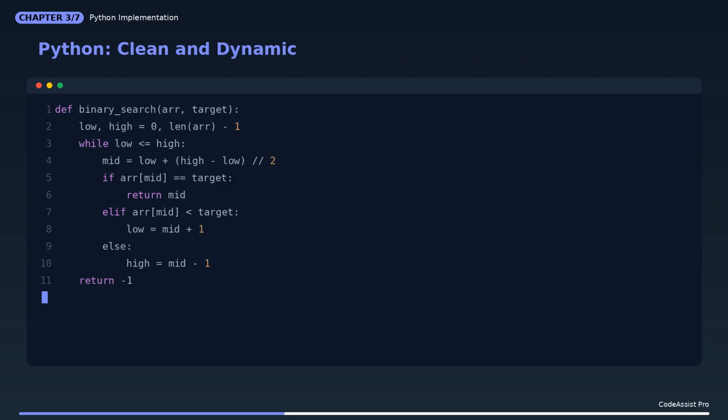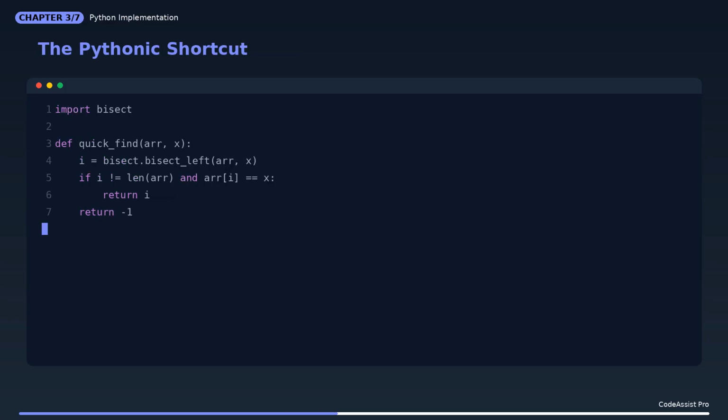In a real Python production environment, you'd likely use the bisect module. It's written in C and is incredibly fast. However, interviewers want to see the manual logic first. Keep in mind, recursive Python is limited by the recursion depth, so iterative is usually safer.